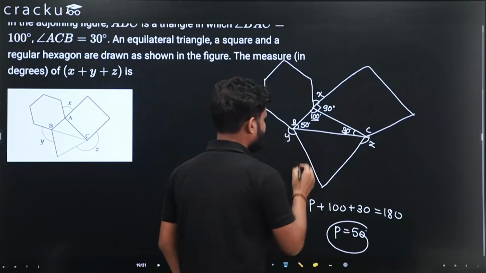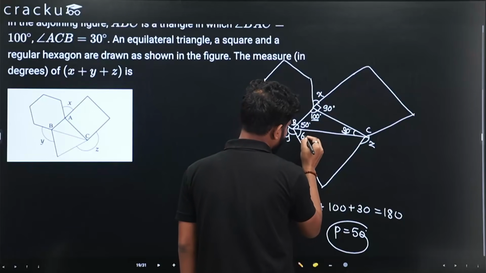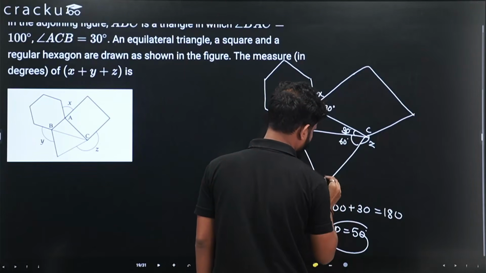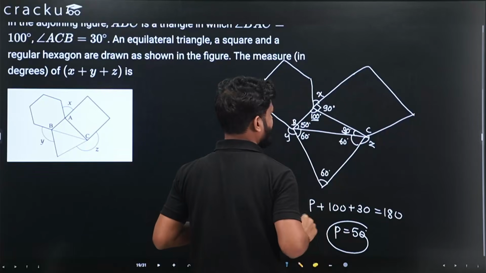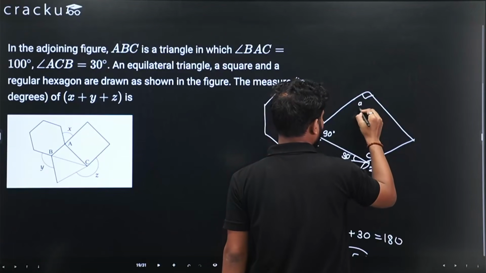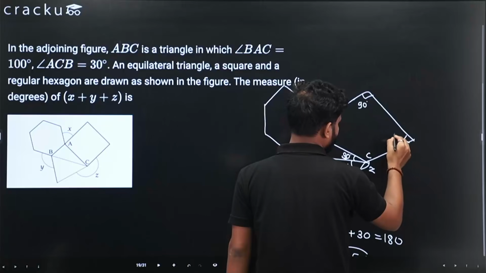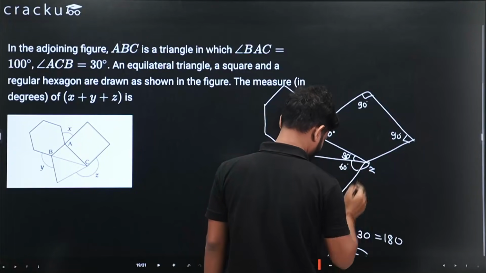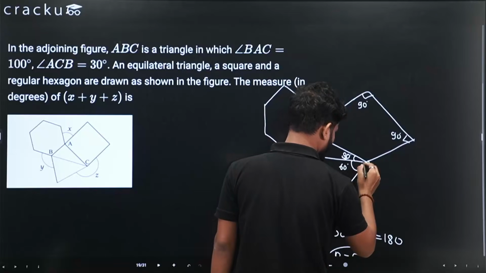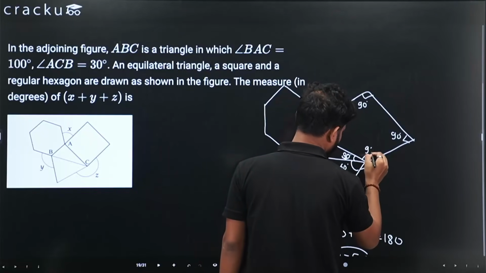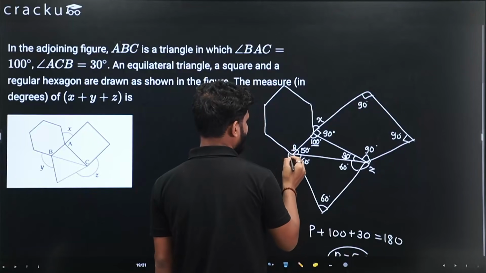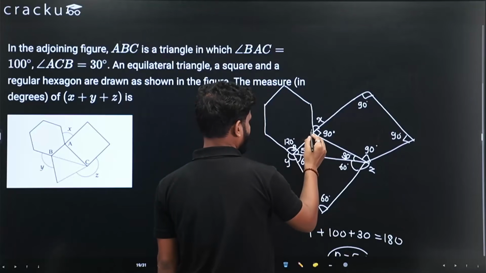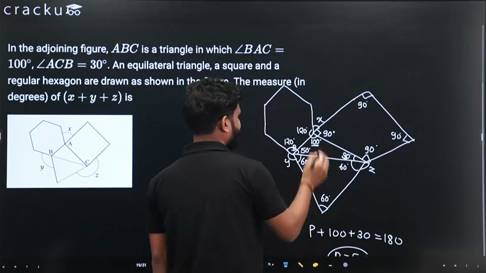This is an equilateral triangle. So this will be 60 degree. This will be 60 degree. And this will be 60 degree. Correct? Here every angle will be what? 90 degree. 90 degree. And this is also 90 degree. And here for every angle of a hexagon it will be 120 degree. Here also it will be 120 degree.